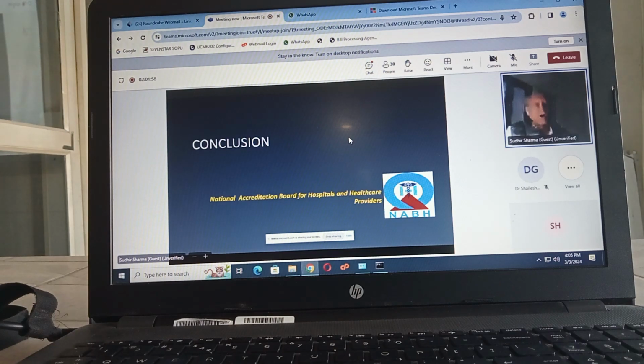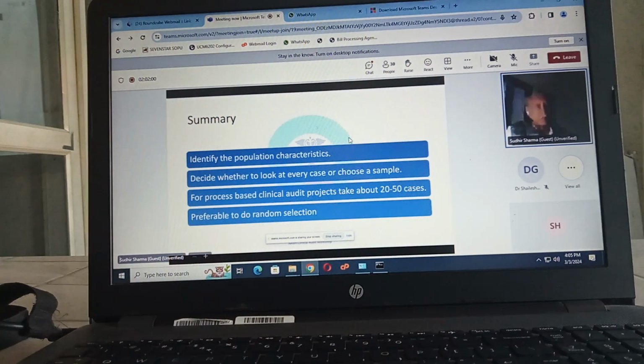So to conclude what we have learned so far about the technical aspect: identify the population characteristics, decide whether you want to look at every case or a flow sample. Normally you want to choose a sample. And for process-based clinical audits, a snapshot, cross-section sample of 20 to 50 is enough. And it is easiest to do it randomly.